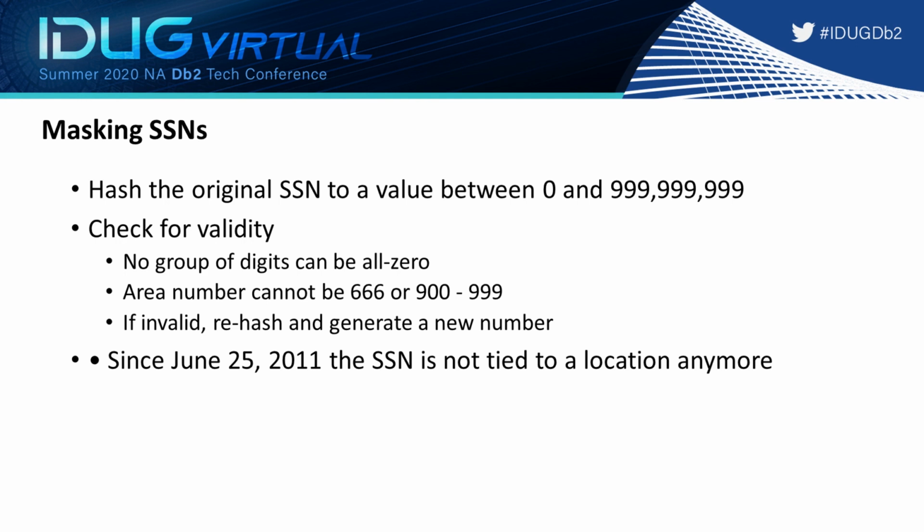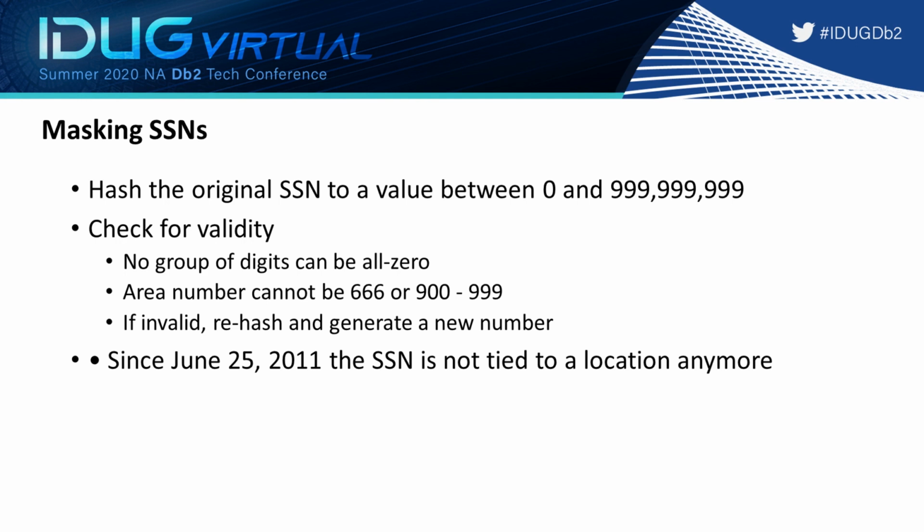Not every social is valid. One of the rules says that none of the 3 groups of digits can be all 0. Another rule is that the area number cannot be 666 or start with a 9. But it's very easy to use some basic math to check if the generated number is valid or not. If it is, great, we're done. If we generated an invalid number, we simply add an offset, rehash, and check again. You usually don't need more than 2 or 3 iterations here.